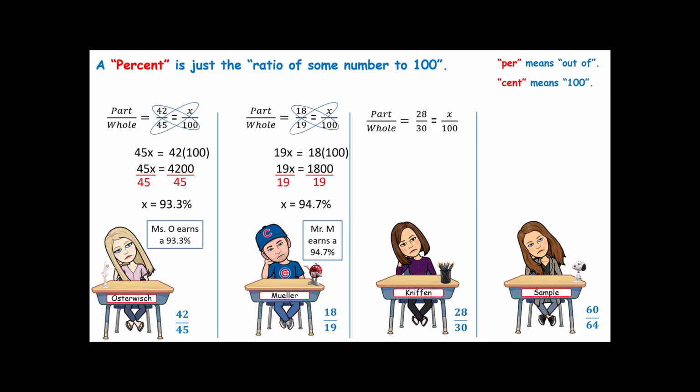Miss Niffen had 28 out of 30. What is that out of 100? Well, I use my means and my extremes. Multiply the 28 and the 100. Divide by the 30. She got a 93.3.